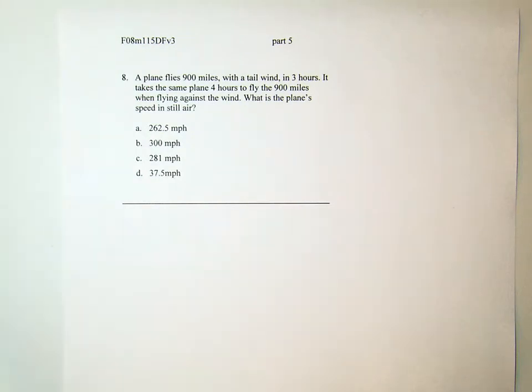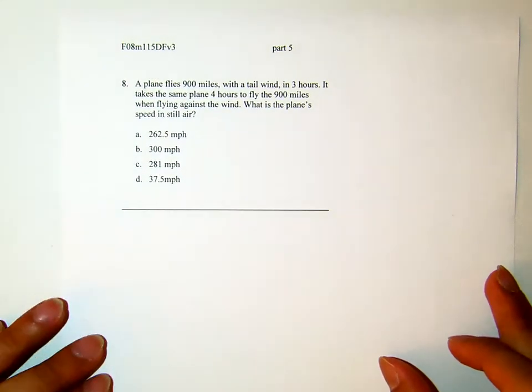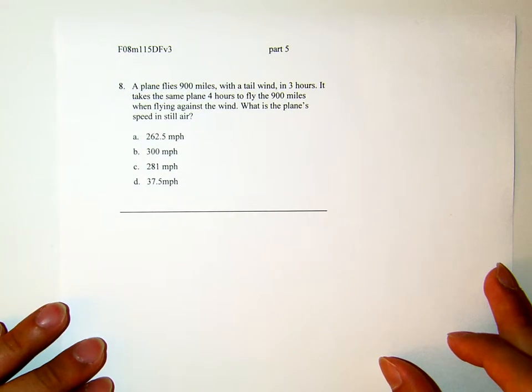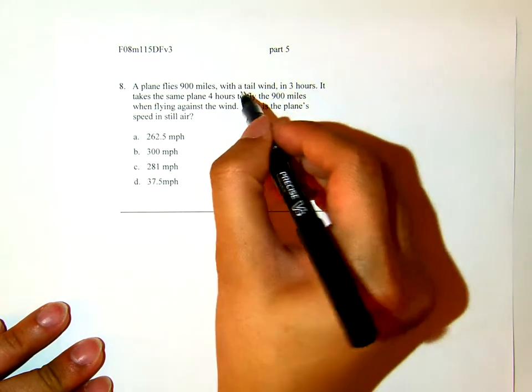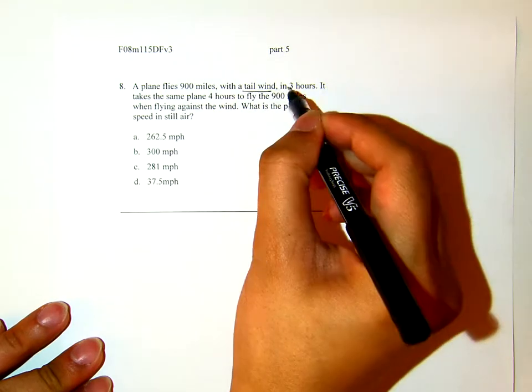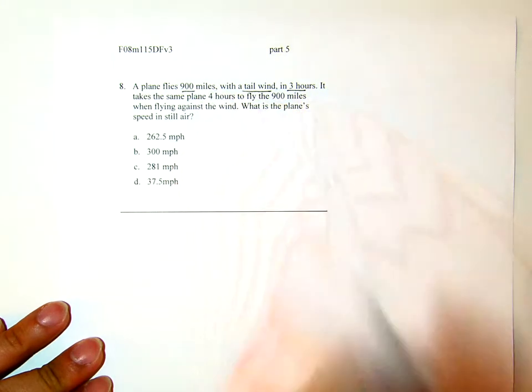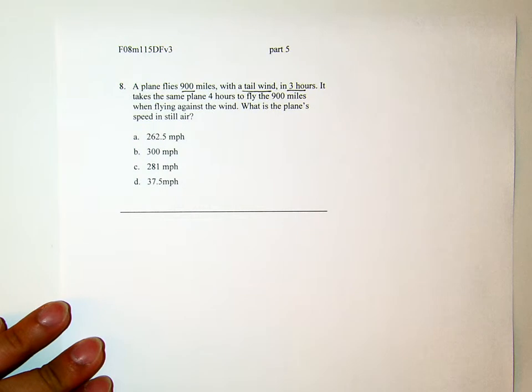The following is Fall 2008 Math 115 Department Final Version 3 Number 8. A plane flies 900 miles with a tailwind in 3 hours. Tailwind. The time is 3 hours for 900 miles. Okay, now it takes the same plane 4 hours to fly the 900 miles when flying against the wind.